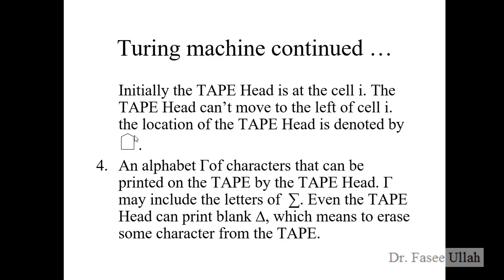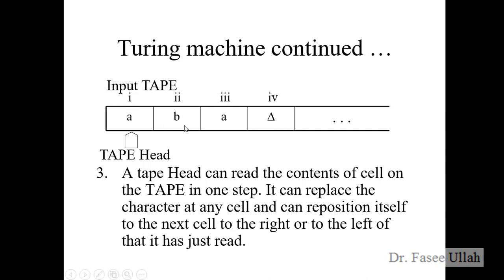Next, point 4, we are discussing the output from the Turing machine. An alphabet of output is the characters that can be printed on the tape by the tape head. Output may include the letters of the input, of course. Even the tape head can print the blank or the stop symbol as well, which means to read some character from the tape as well. So this is the way, whenever it moves from left to right, it is reading the data and printing the data on the output tape.